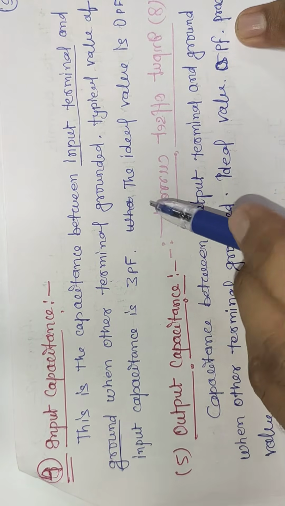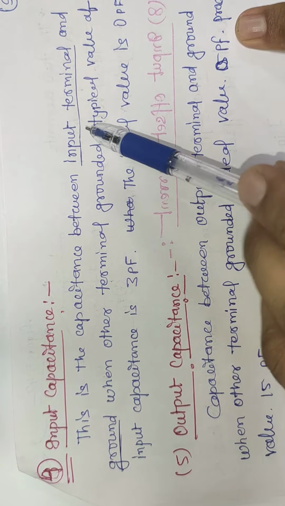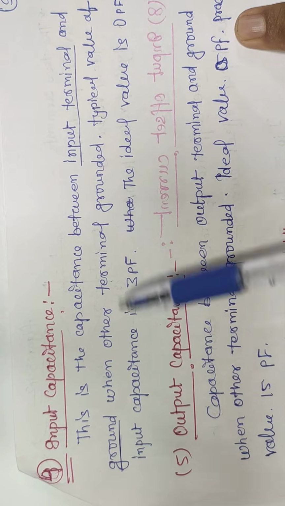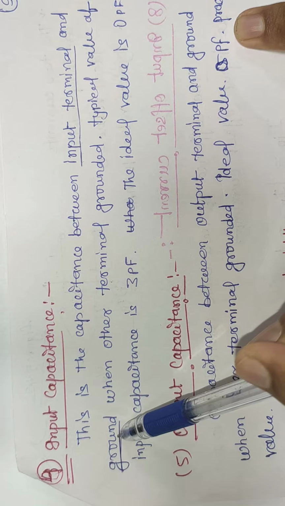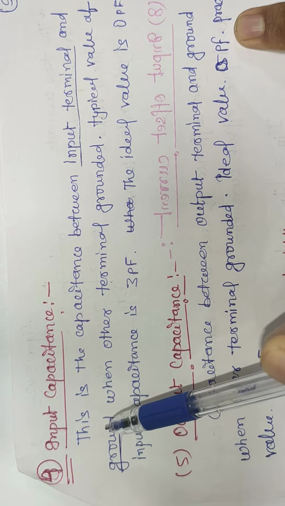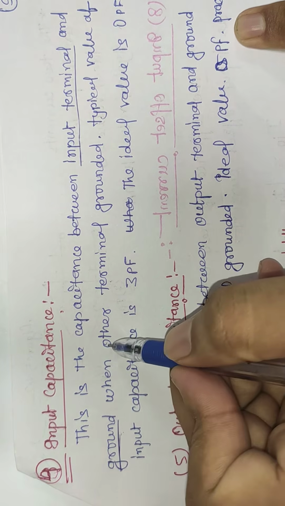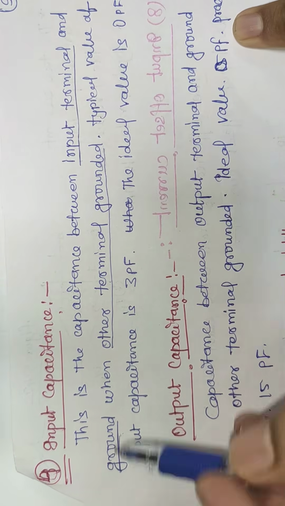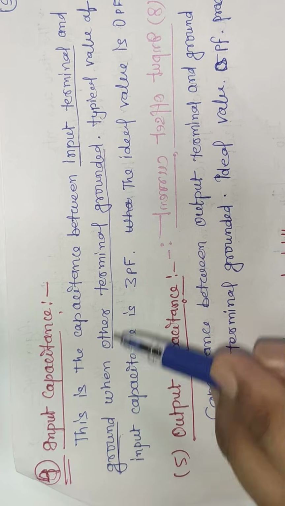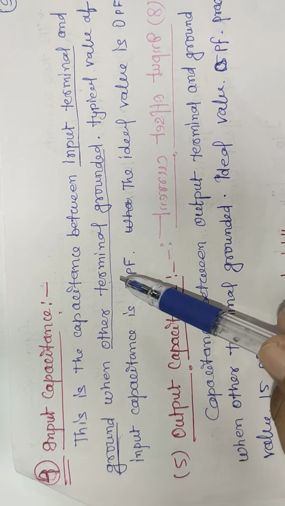grounded. So I have talked about both of the terminal. One terminal is input terminal and other terminal is ground, between which we will measure the input capacitance. Other terminal is grounded means you are measuring the input capacitance between one input terminal and the ground. So at this time other terminal should be grounded.